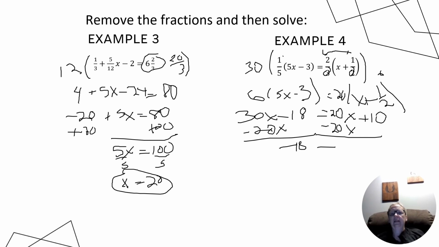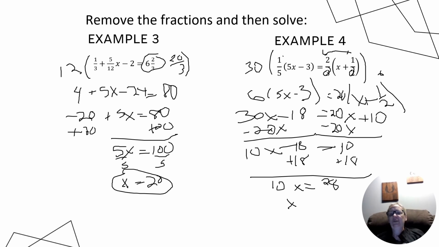And on this side, I get 10x, sorry. 10x minus 18, forgot about the x's there. Almost lost them. All right, equals 10. Now I'm going to add the 18 to both sides. So I get 10x equals 10 plus 18, which is 28.